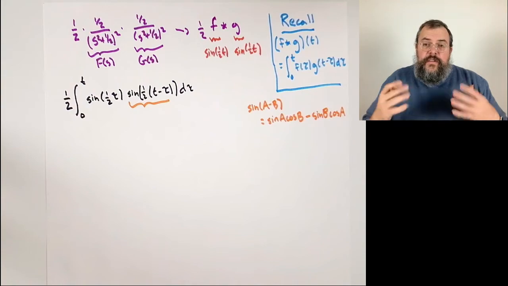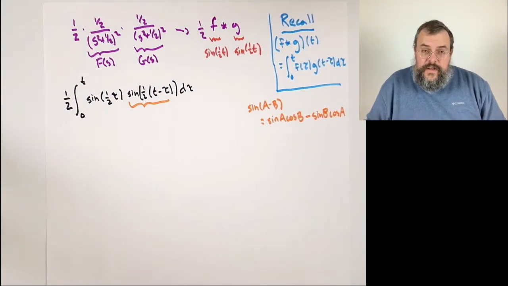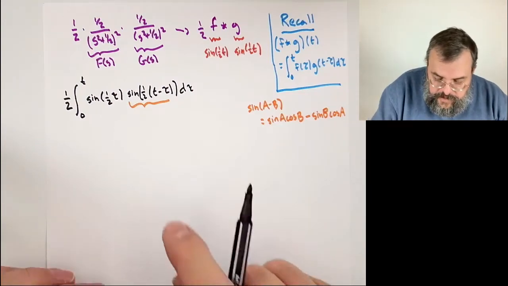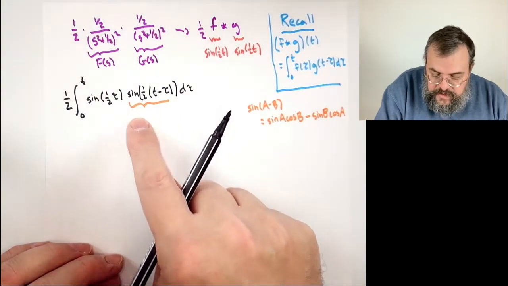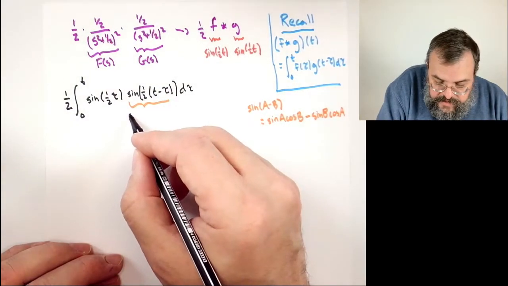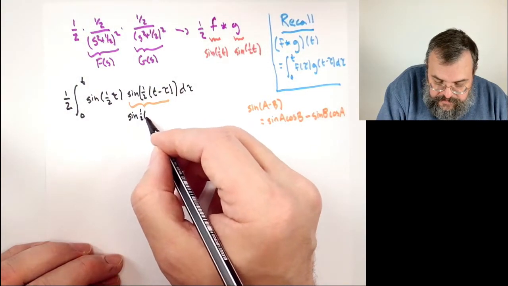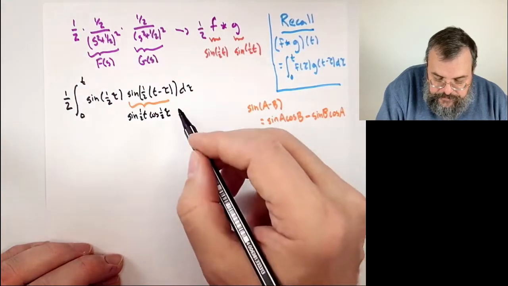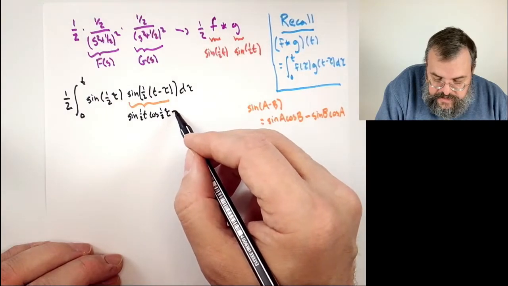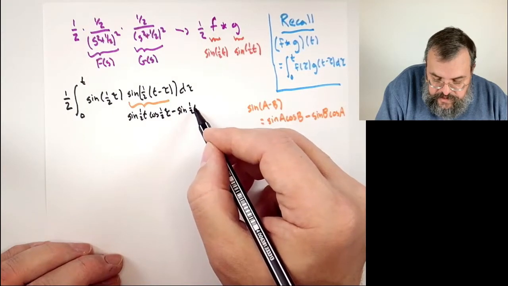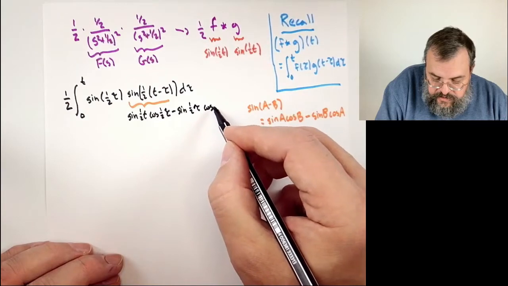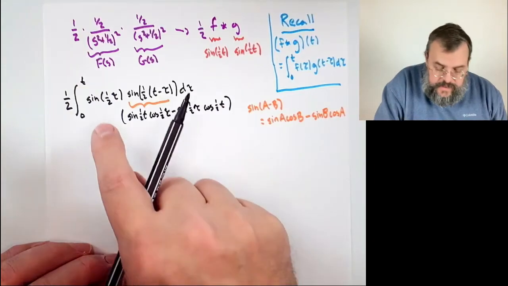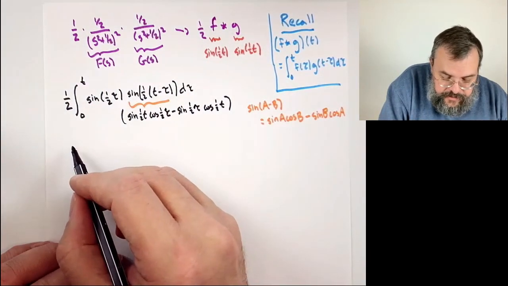So in other words, it's pretty straightforward to take a difference of the sine function. So what that tells us here is that we're going to have sine of 1/2 t times cosine 1/2 tau, and then minus sine 1/2 tau cosine 1/2 t. So that's what's going to happen. And we distribute that sine of 1/2 tau through.